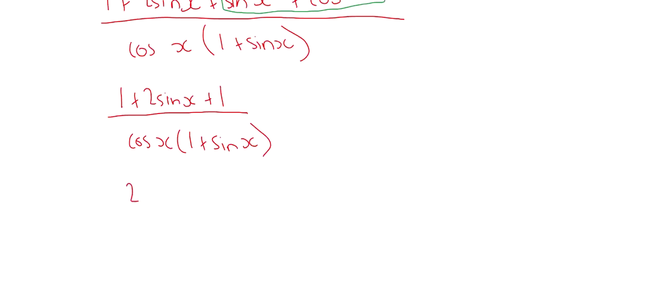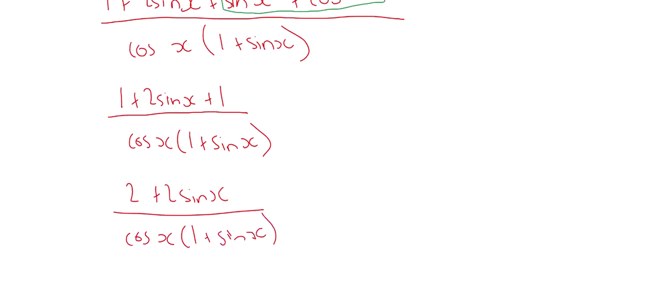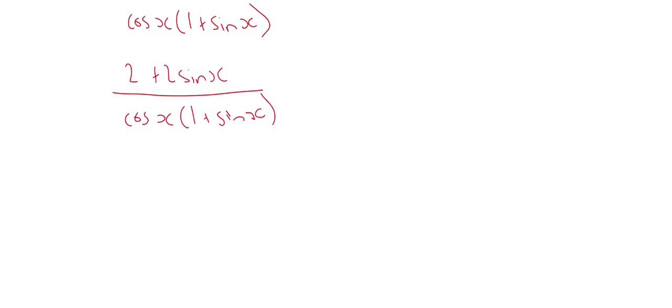So I've got 2 plus 2 sine x over cosine x, 1 plus sine x. Well, my writing's getting worse. And I'm going to factor out 2, because that's what I needed as my answer. Remember, I'm going to end up with this, so I need to get rid of all of these things. I need a 2 left on the top. So if I factor out my 2, I get that. How good is that?